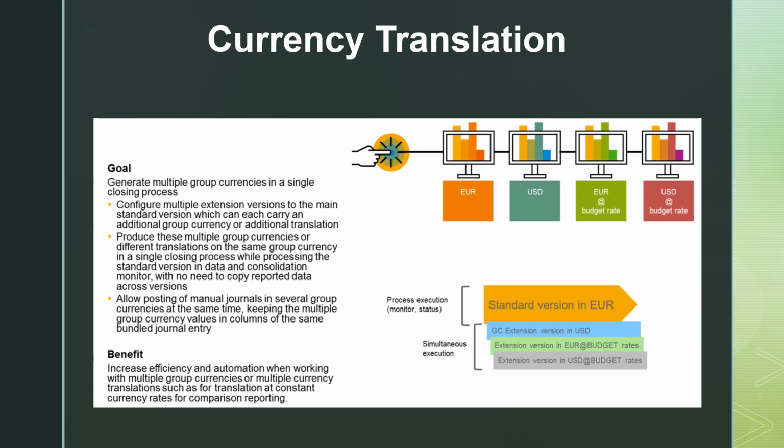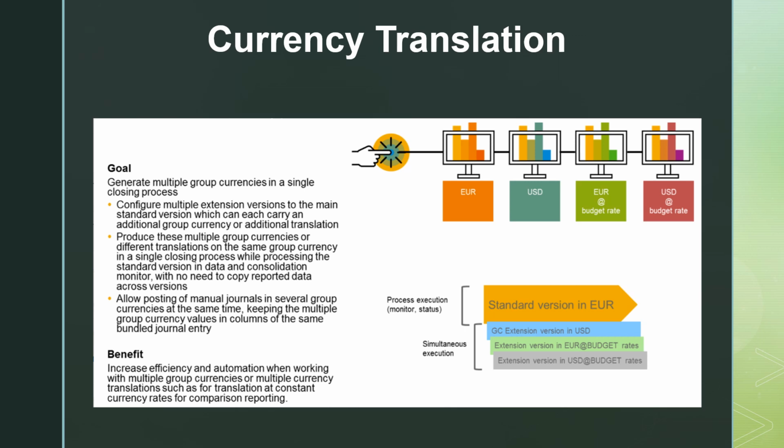Allow posting of manual journals in several group currencies at the same time, keeping the multiple group currency values in columns with the same bundled journal entry. You can use new version types to consolidate simultaneously in multiple group currencies and/or using different translations. Standard version stores all currencies: local currency, transaction currency, group currency, and quantities. Global currencies extension version stores additional group currencies. Extension version stores group currencies with different translation.